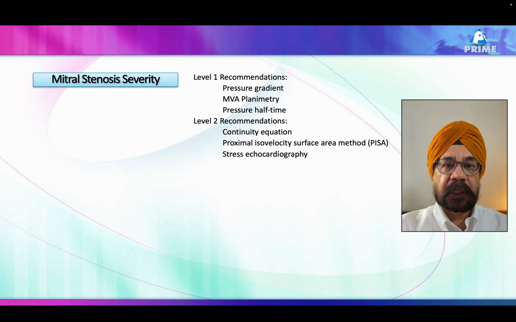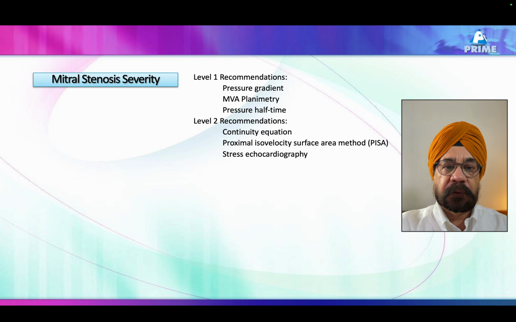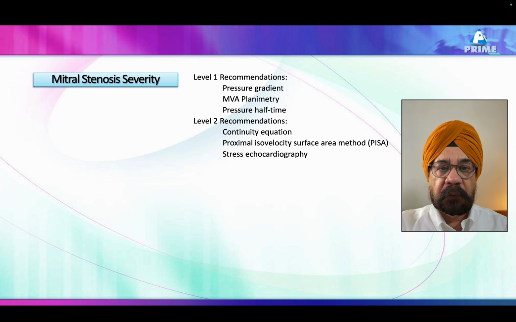Now, once you are trying to assess the severity of mitral stenosis, the following things should be noted. Level 1 indication, it should be done in every patient: you should do a pressure gradient. You should do the mitral valve area either by planimetry or by pressure half time, or ideally both. You may or may not use a continuity equation, a PISA method, to look for the degree of mitral stenosis.